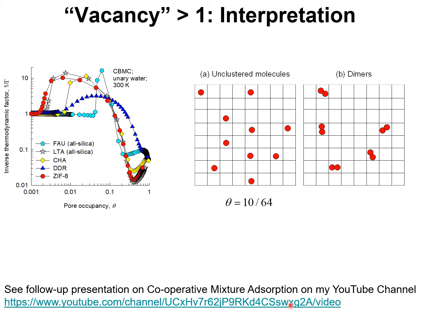So the conclusion we draw is that 1 divided by gamma is a measure of the effective vacancy, and values exceeding unity signify the occurrence of cluster formation. And this leads to steep isotherms. Put another way, steep isotherms for water are caused due to molecular clustering, in this case hydrogen bonding between pairs of water molecules, and this leads to an increase in the effective number of sites that are available for adsorption.